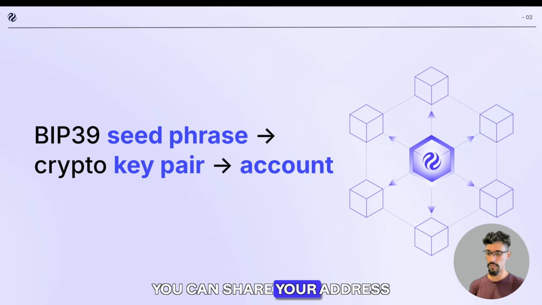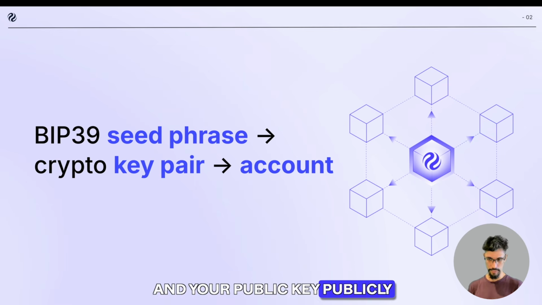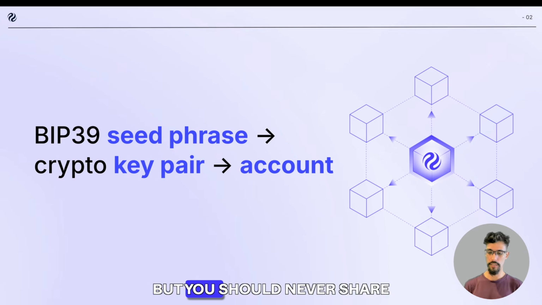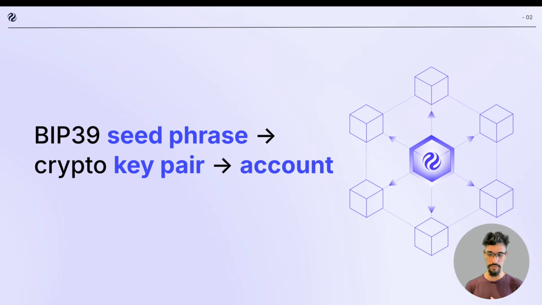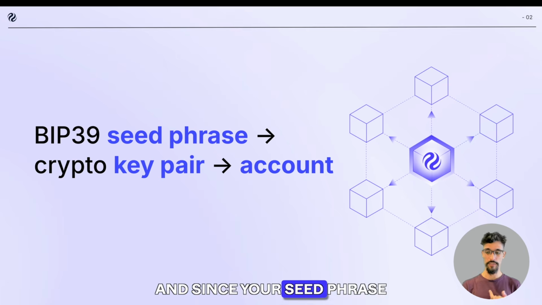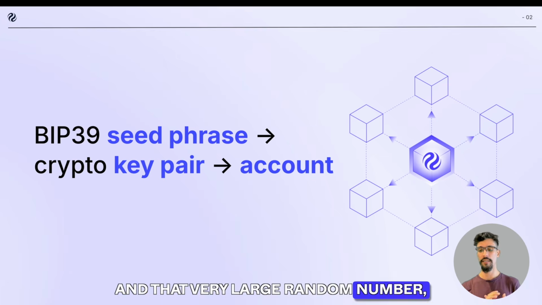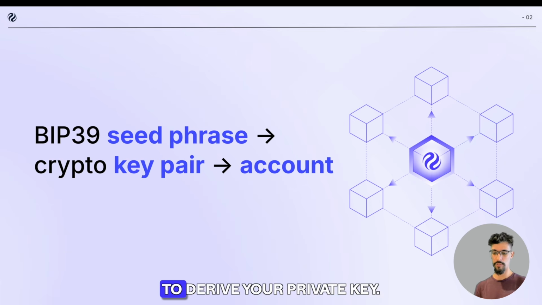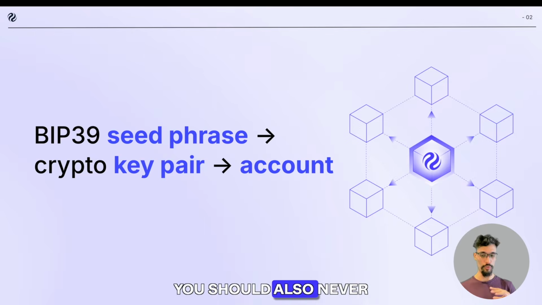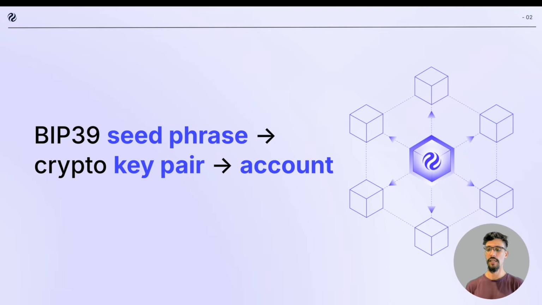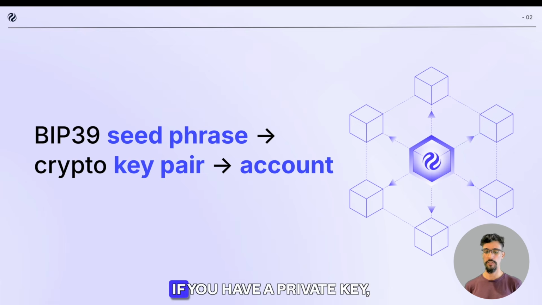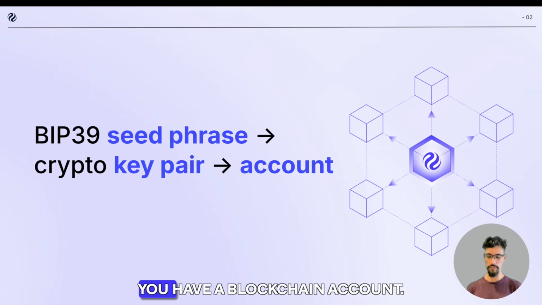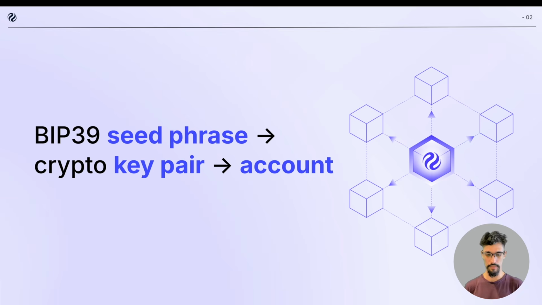You can share your address and your public key publicly, as the name implies, but you should never share your private key, right? And since your seed phrase and that very large random number can be used to derive your private key, you should also never share those either, right? So only your public key and your address should be shared. Everything else is secret. Now, what is this all for? If you have a private key, public key, and address, you've got yourself a blockchain account, right?